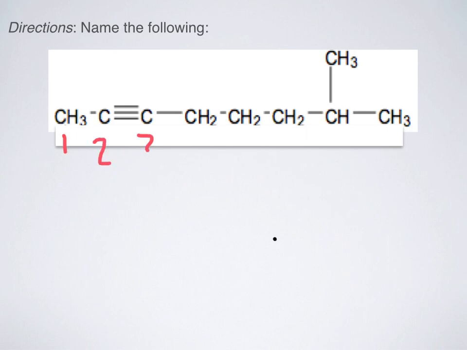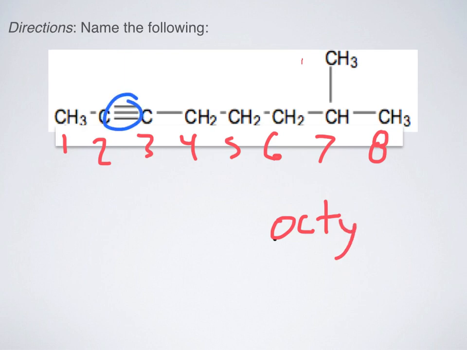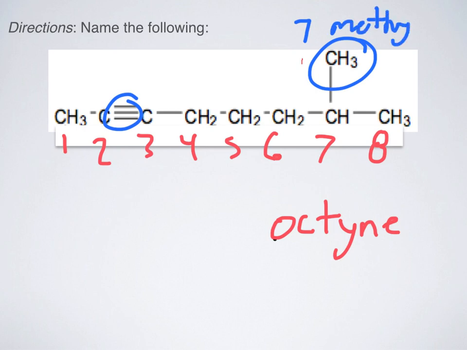1, 2, 3, 4, 5, 6, 7. And then I could either have 8 up here, or I could have 8 over here. It'll give me the same result, so I'm just going to leave it like this. So what is my base for this? I have 8, so that's oct, but I have a triple bond, so that means that it's octyne. I also have a side group up here, and that's at carbon 7, and that is a methyl group.